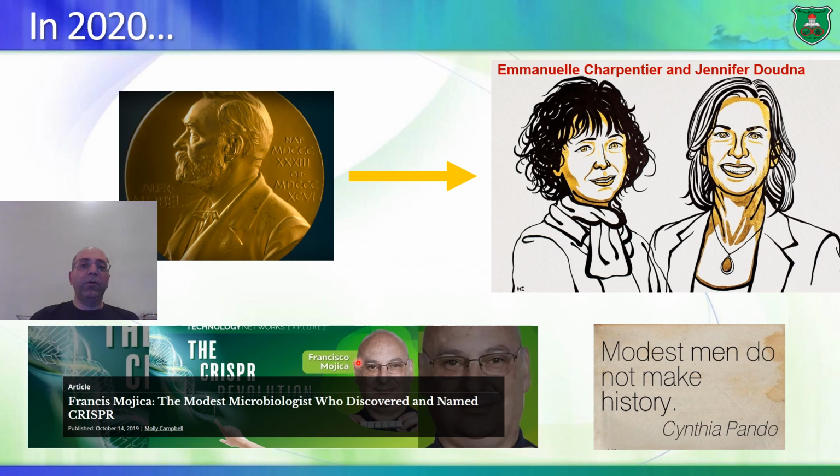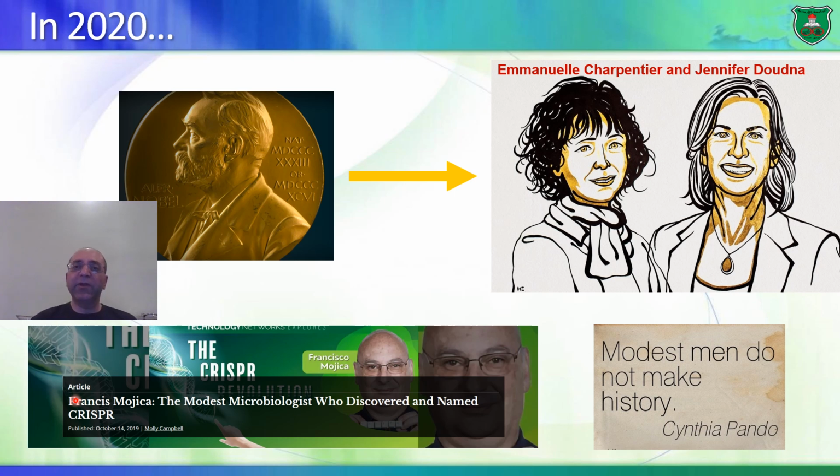Now, years ago, a Portuguese scientist known as Francis Mojica discovered the CRISPR system in bacteria. And he studied the biology of this system. Okay, and he's a modest man.